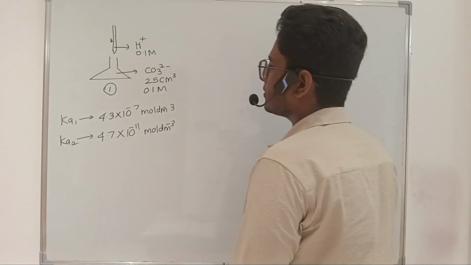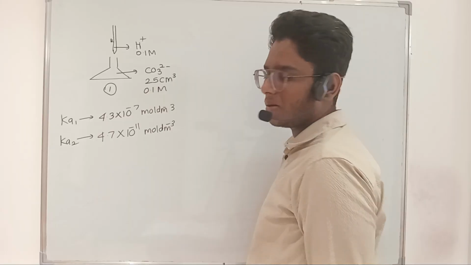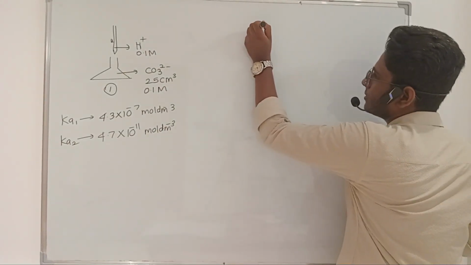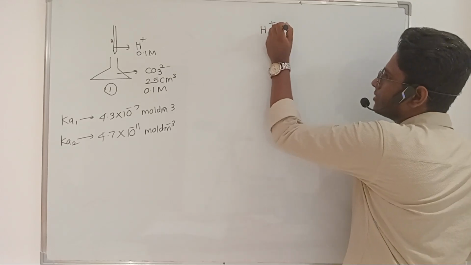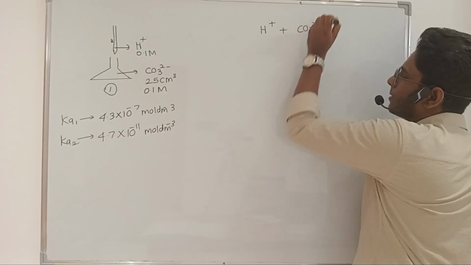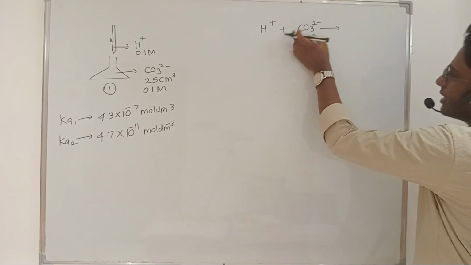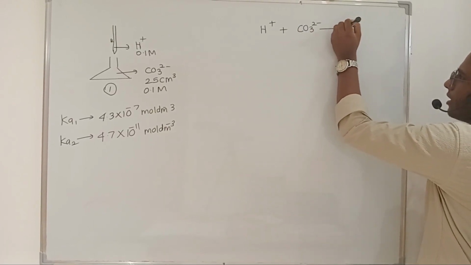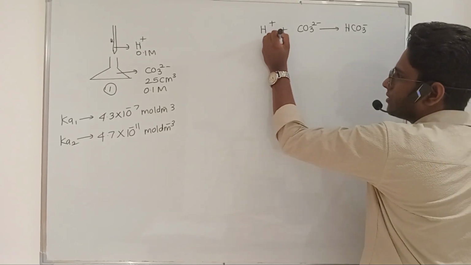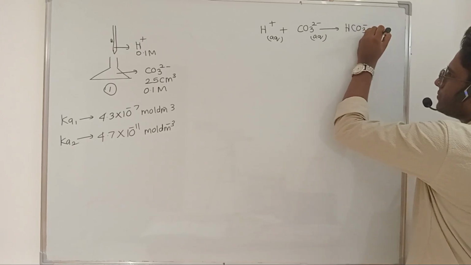So at the first equivalence point, what happens? H⁺ will be reacting with carbonate and bicarbonate will be formed, right? That is happening at the first equivalence point. So I'll write the reaction. H⁺ will be reacting with carbonate, sorry, and it will be forming bicarbonate, right? Write the physical states: aqueous, aqueous, aqueous.